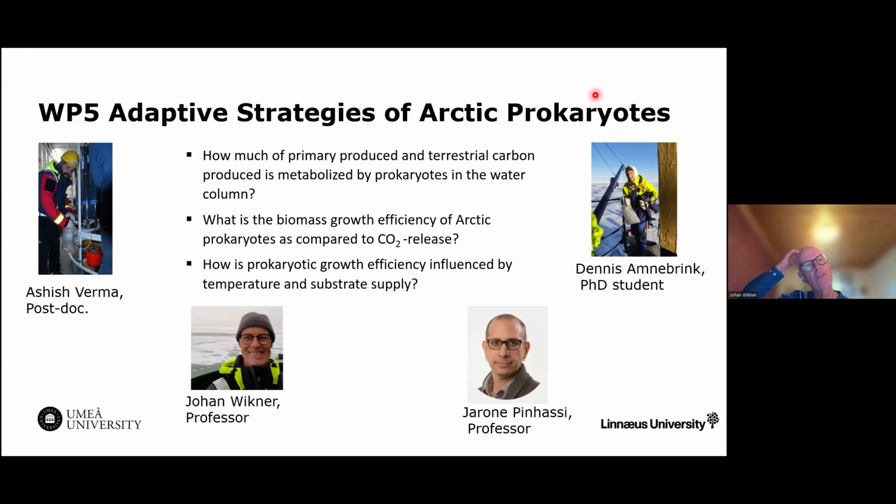But the questions we addressed in this work package that we call adaptive strategies of Arctic prokaryotes is how much of the primary produced and terrestrial carbon entering the central Arctic Ocean is metabolized by prokaryotes in the water column. How much are they contributing to the cycling of carbon? In that perspective, it's important to have a good estimate and know how efficiently they transfer the carbon they assimilate to biomass. The alternative, of course, is mainly to transfer to carbon dioxide and release that. And also, we want to know if this growth efficiency is regulated by, for example, temperature or substrate supply primarily.